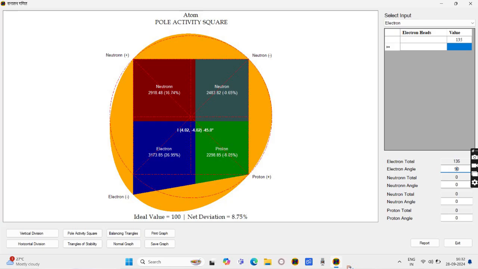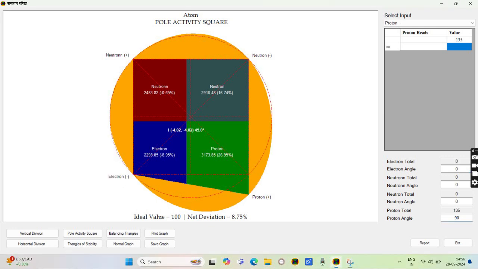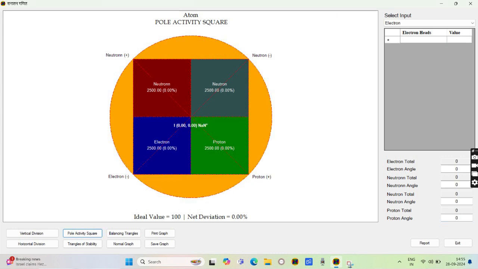Means Lord Shiva is negative charge and Lord Vishnu is positive charge, and a part of it, because Brahma Ji emerged from the navel of Lord Vishnu, we can say that he is a form of neutron.